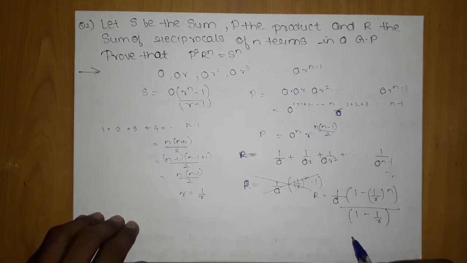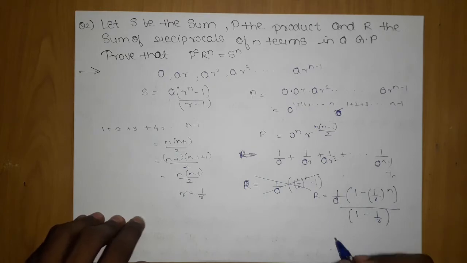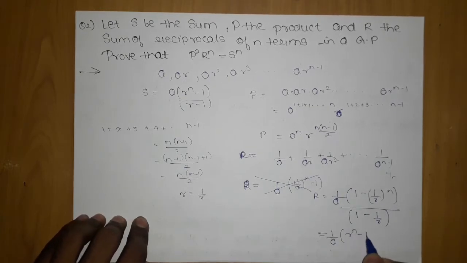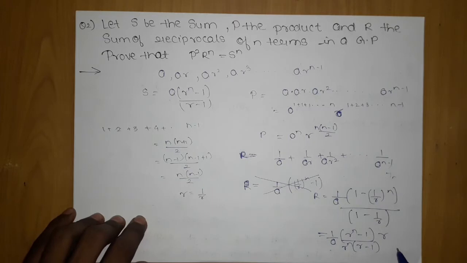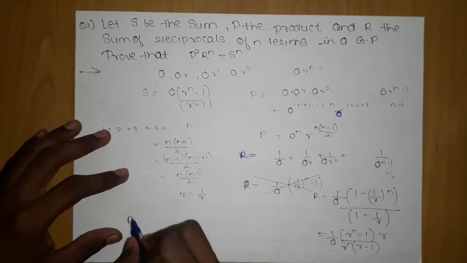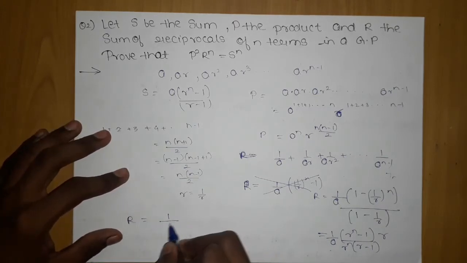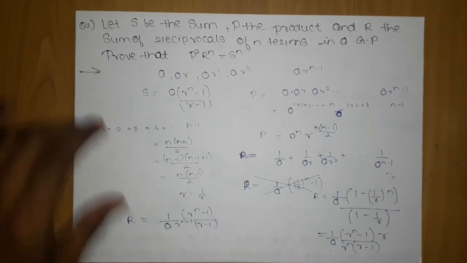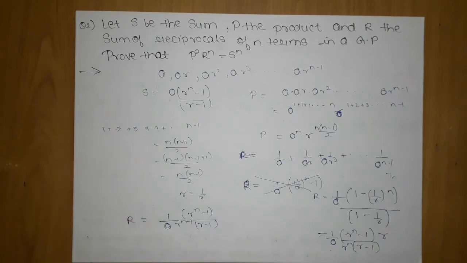Okay, so if I calculate it, what I get is 1 by A, R power n minus 1, upon R power n into R minus 1. Here the r will come. Now if we clarify it more clearly, I have 1 by a, r power n minus 1 into r power n minus 1 upon r minus 1, right?